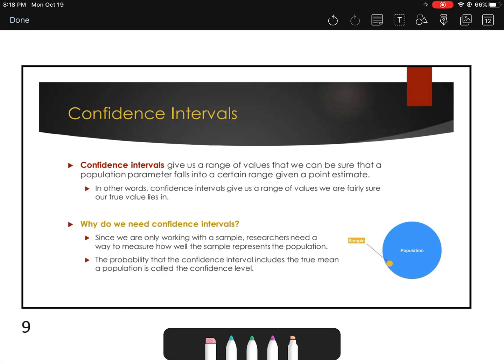So why do we need confidence intervals? Since we are only working with a sample, researchers need a way to measure how well the sample represents the population. The probability that the confidence interval includes the true mean of a population is called the confidence level.